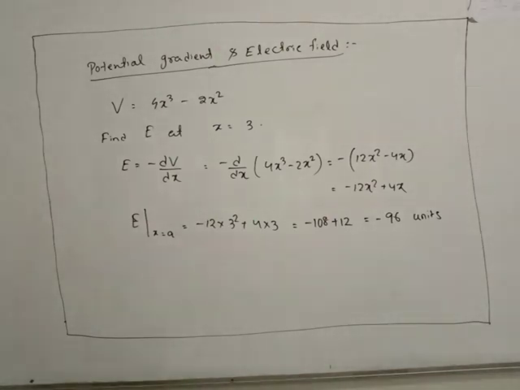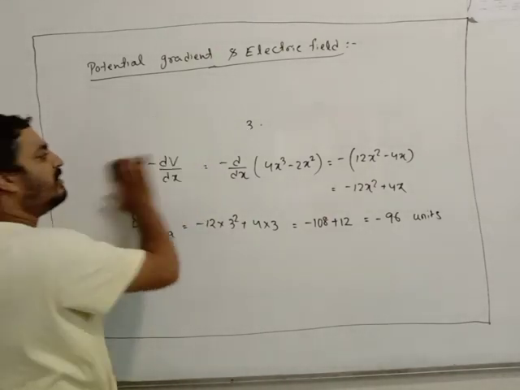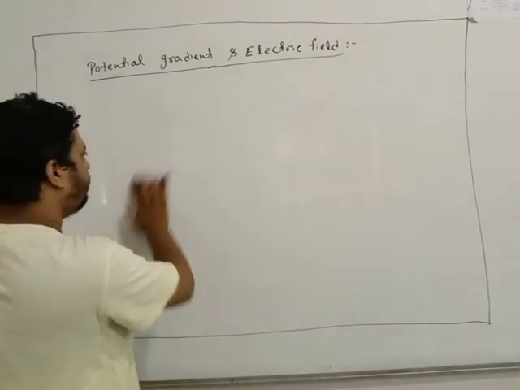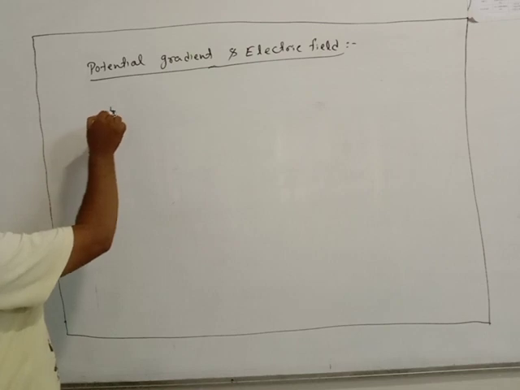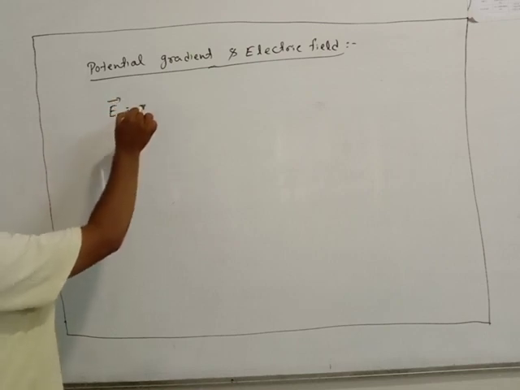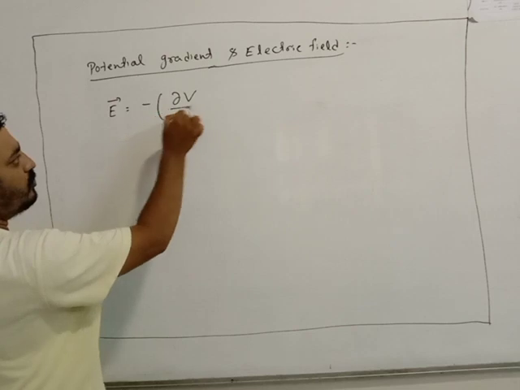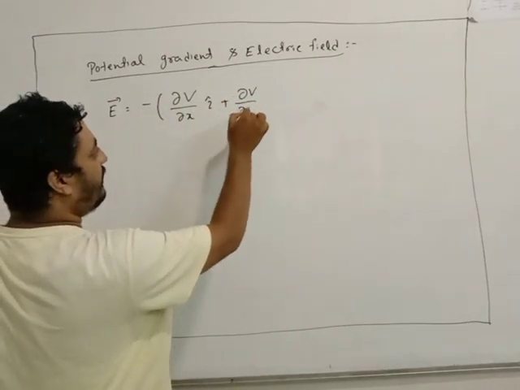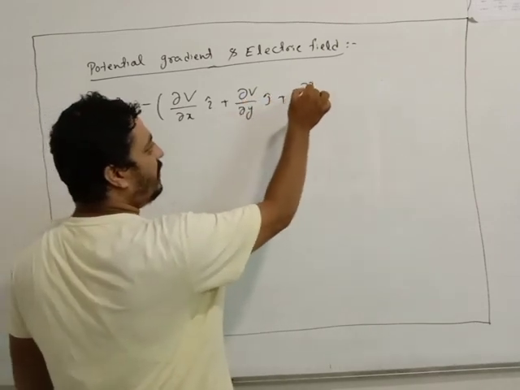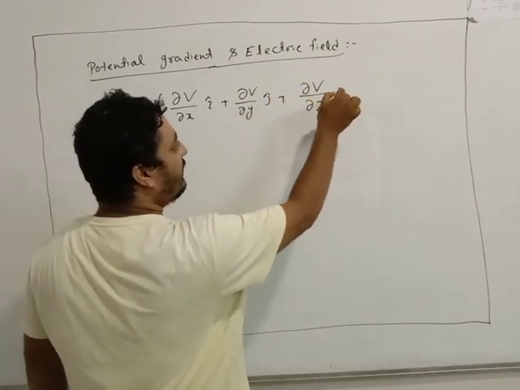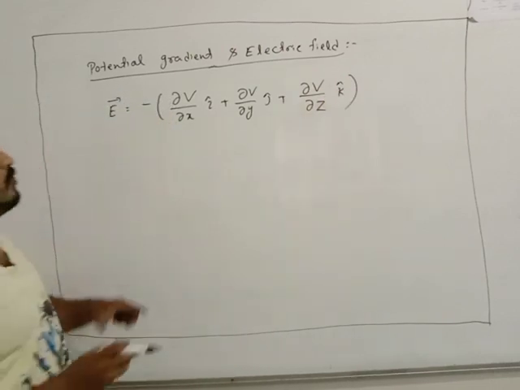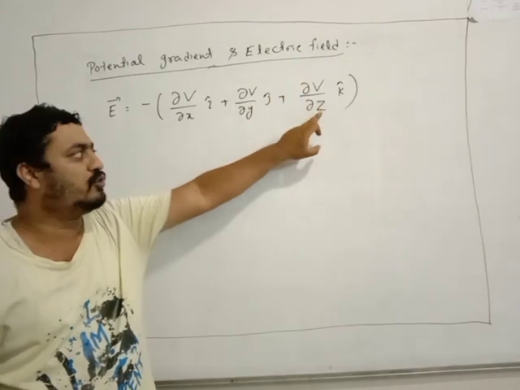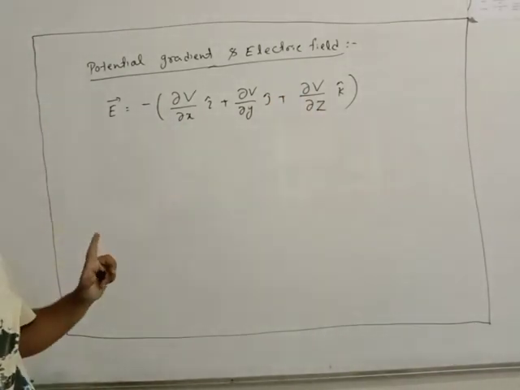Now, if potential varies with 3 dimensions, then electric field will be minus of dou v by dou x i cap plus dou v by dou y j cap plus dou v by dou z k cap. So this dou by dou x, dou by dou y, dou by dou z, they are called partial derivatives.